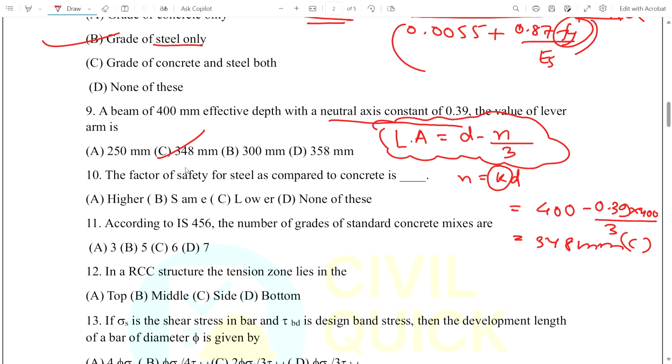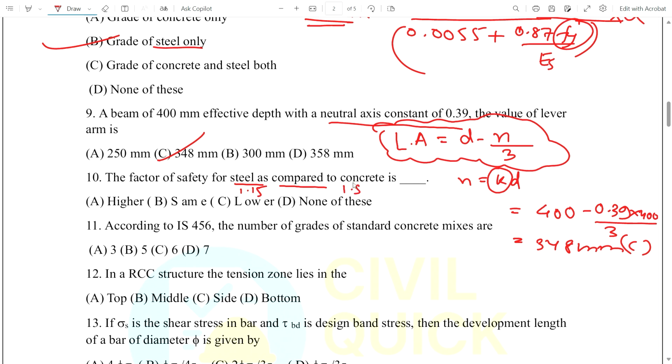Now question number 10, the factor of safety for steel as compared to concrete is how much? The factor of safety of steel is 1.15, concrete is 1.5. Obviously this is lower. Okay, as compared to concrete it is lower. Option C is the correct answer.